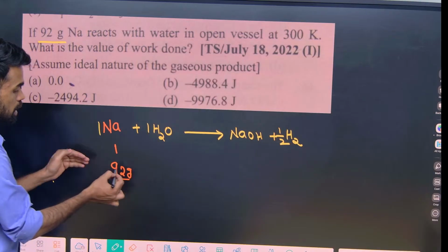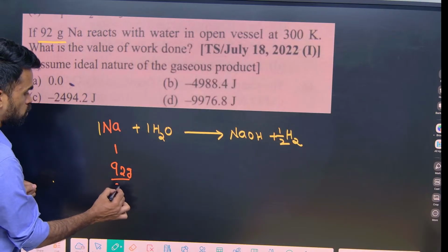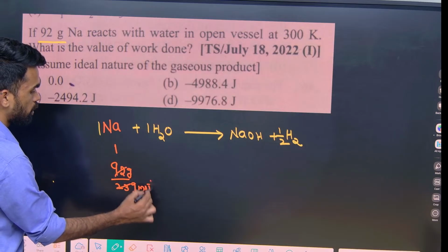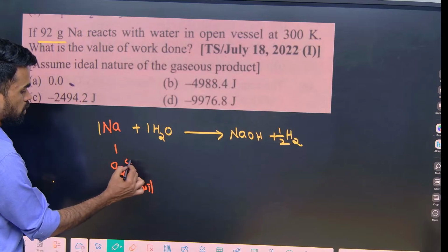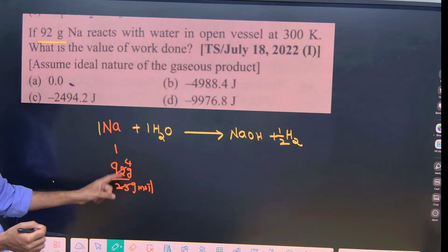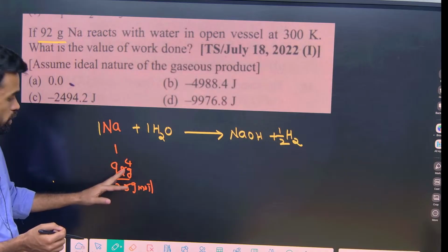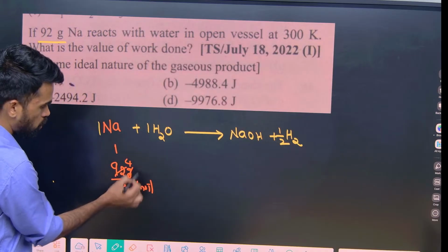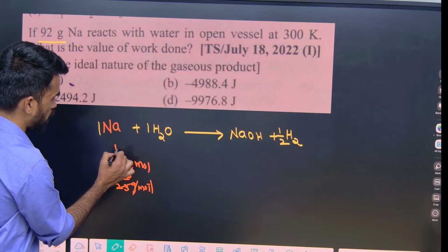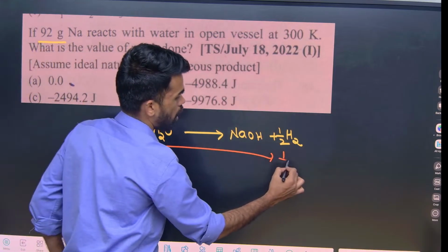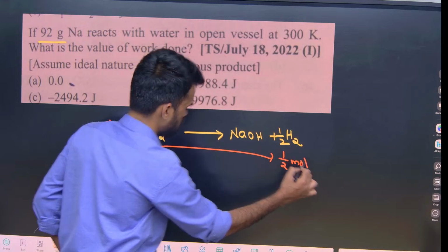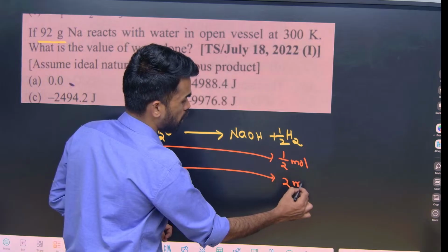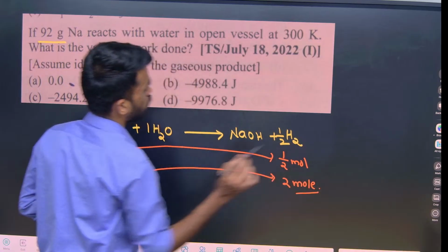92 grams divided by the atomic weight of sodium, 23 gram per mole. You are going to get 4, since 4 times 2 is 8, 4 times 23 is 92. So we got 4 moles. If it is 1 mole of sodium, you get half a mole of H2, right? So if it is 4 moles, it should be half of it. So 2 moles of H2 is produced here. Up to here it is clear.